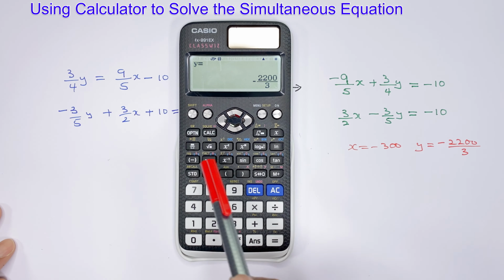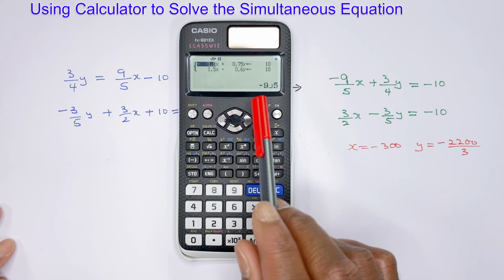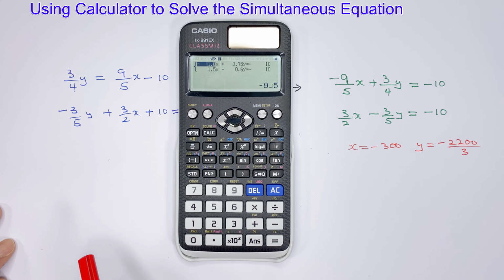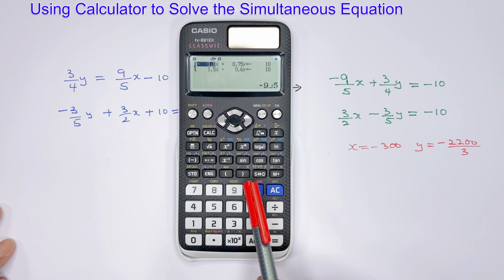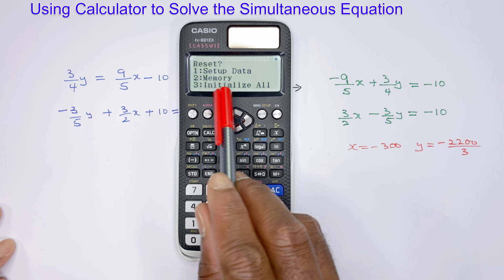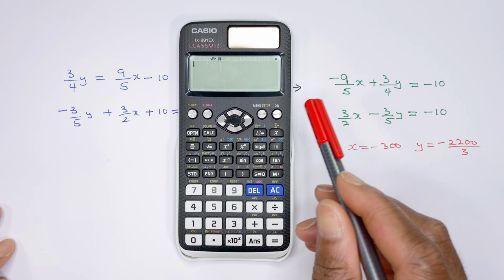To come out of this, if you want to do another one, you can press AC. It will take you back and you can enter another simultaneous equation. To come out of there, you press Shift 9. That's reset. Then you have to press 3 for initialize, equal, and then AC. That takes you out of that function.